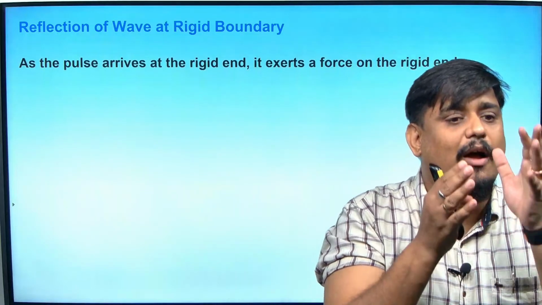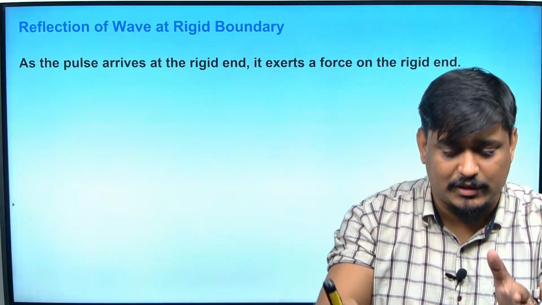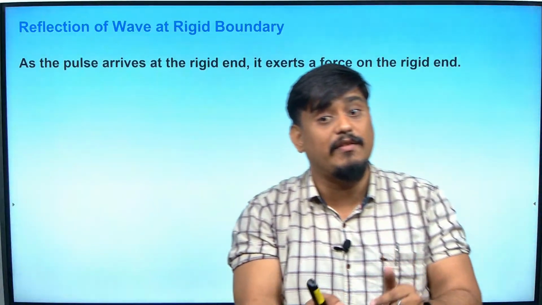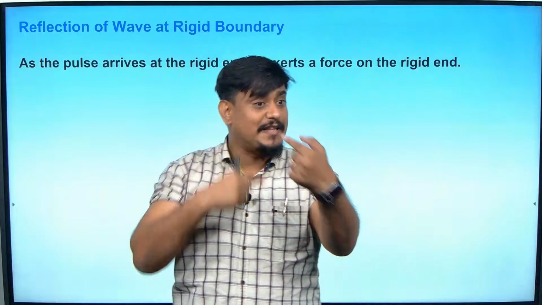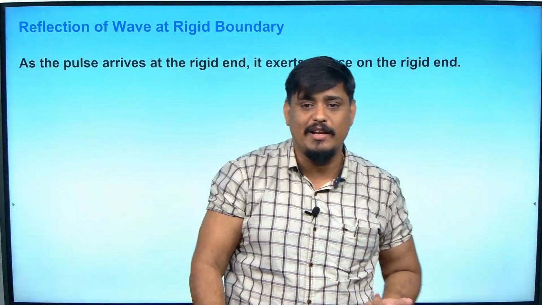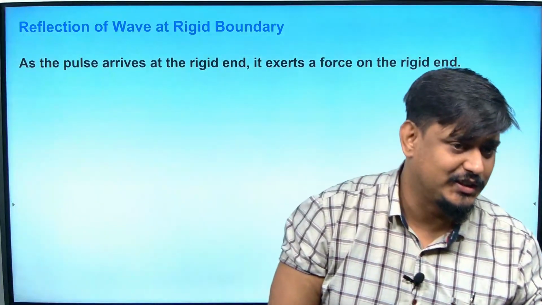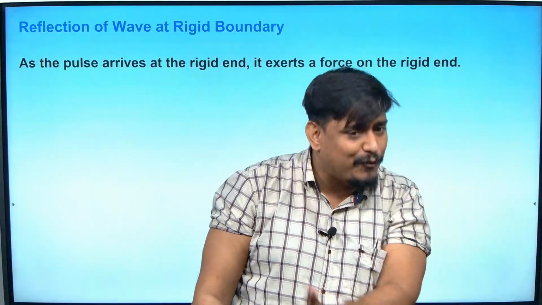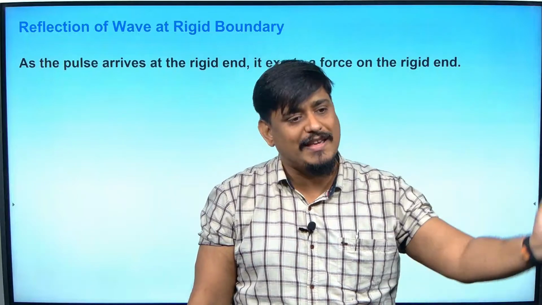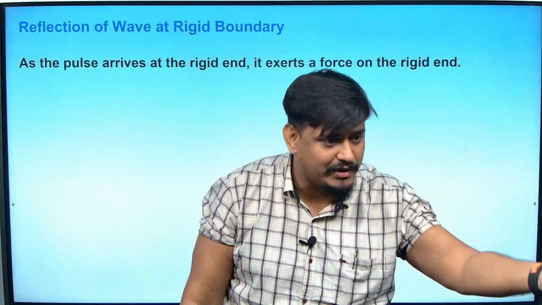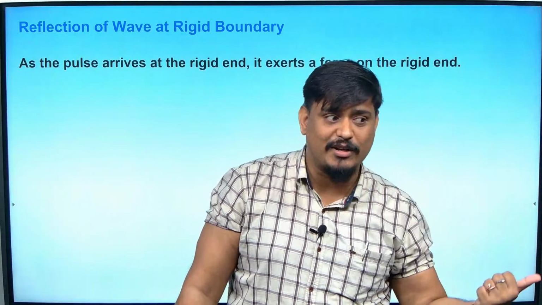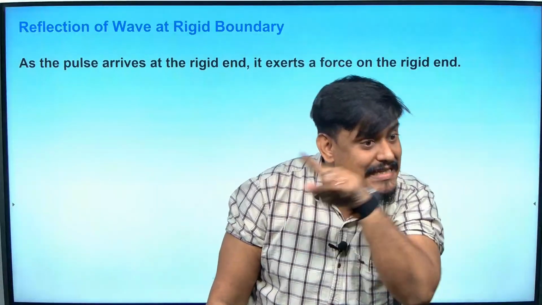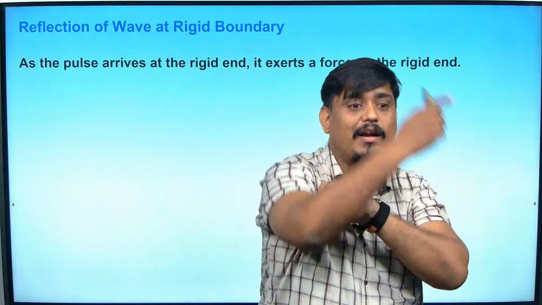A free boundary will allow the string to move along with the wave. A rigid boundary will reflect it. In a rigid boundary, there will be reflection along with phase change, whereas in a free boundary, the reflection will be without phase change. So, if you have y is equal to a sine kx minus omega t, after hitting a free boundary, it will become y is equal to a sine kx plus omega t. But if it is a rigid boundary, it will become y is equal to a sine kx plus omega t plus pi, because we are going to have a 180-degree change of phase.